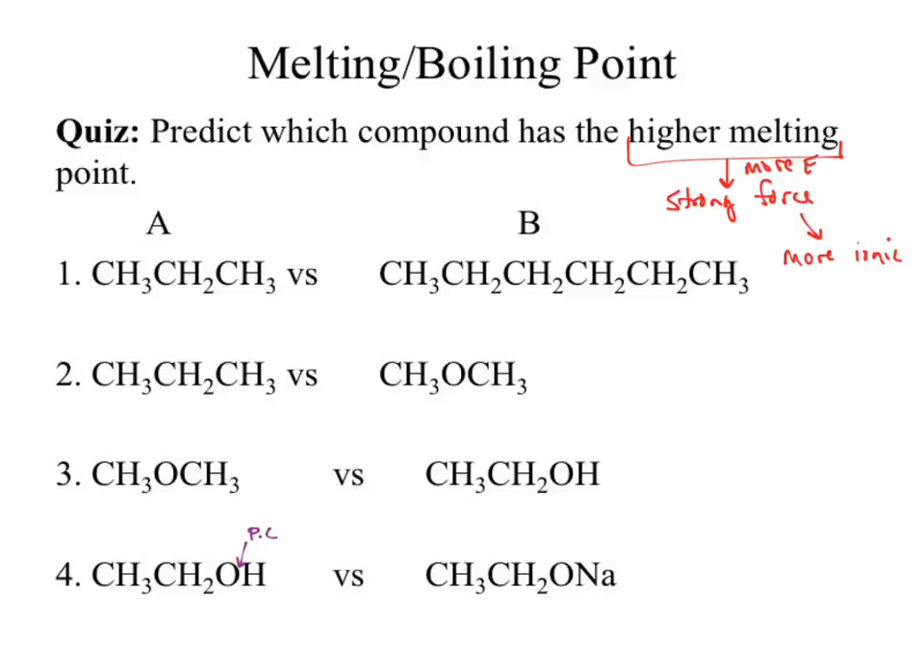What other types of bonds do we have? Nonpolar. We have nonpolar bonds, we'll say NP, between our carbon and hydrogen, and between our carbon and carbon, we also have nonpolar. We also have between the carbon and oxygen, polar covalent bond.